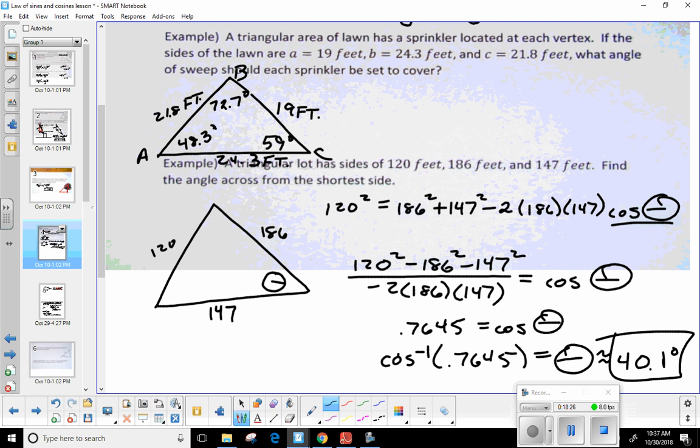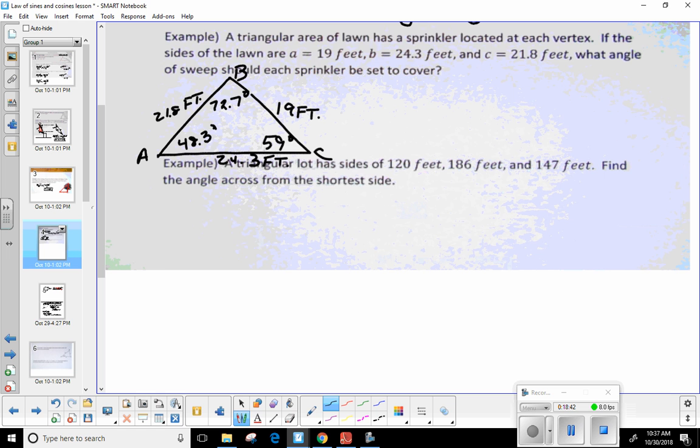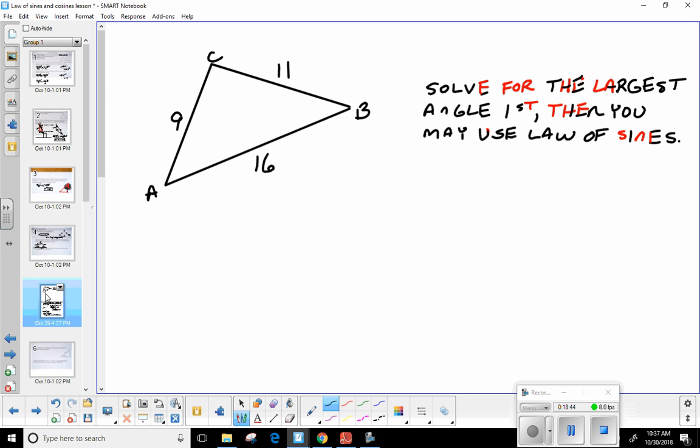Okay, law of cosines. Any questions? Is anybody not seeing where I got any of these values? Okay. All right, now let me go ahead and show you something very quickly. This problem is not in your packet. I actually came up with it this morning because I wanted to prove a point to you. Let's say you have a triangle like this, side lengths of 9, 11, and 16. And I want to find all three of the missing angles.